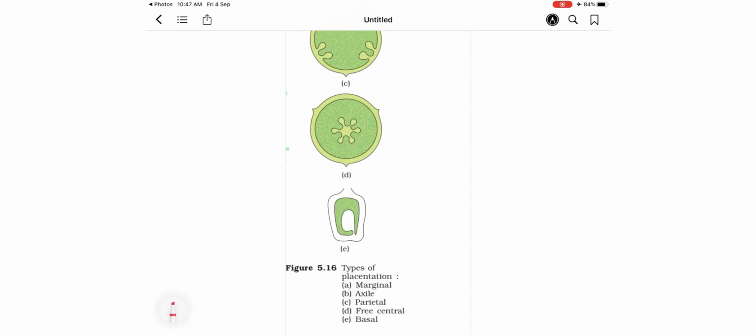D is showing free central type of placentation. Here you can see that the ovules are arranged on the central axis, and no septum is found, there is no partition wall. This type of arrangement is found in dianthus and primrose, and is of the free central type.